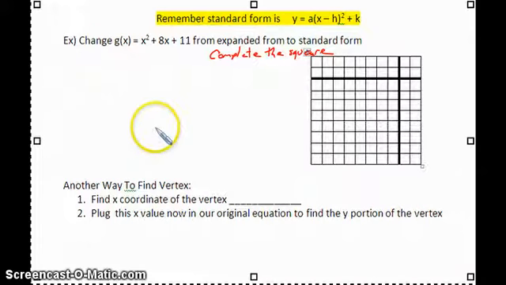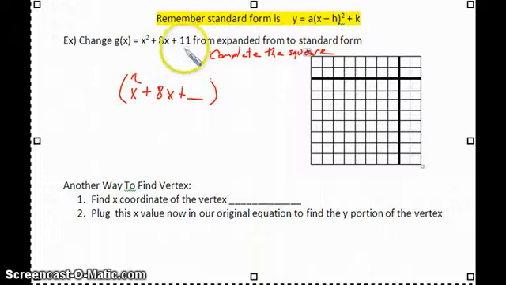So the first thing that I want to do when I complete the square is I want to group all my x's together. So I'm going to group x squared plus 8x plus some blank. I'm going to group all those together. And then I'm going to choose to move any non-x terms over to the other side of the problem. So I would have to move this over. So this would be negative 11 equals that.